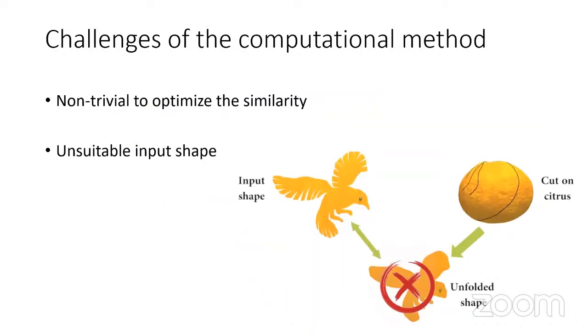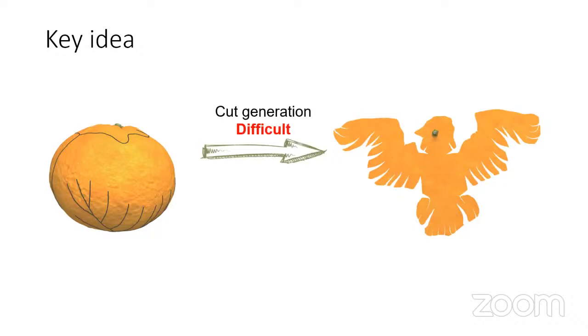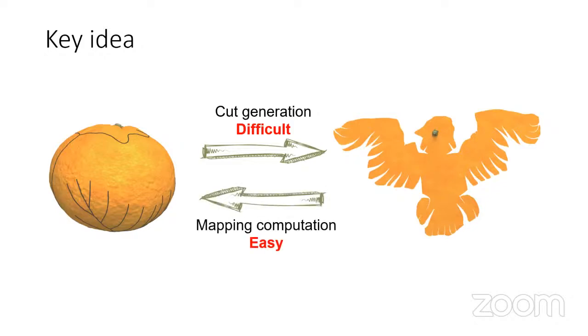However, this problem is very challenging for 2 reasons. First, it is non-trivial to optimize the similarity between the input shape and the unfolded shape. Second, the input shapes are not always possible to express using citrus peels. Users should be able to modify an input shape to find a suitable solution. It is very difficult to construct cut paths so that the unfolded shape of the cut citrus is similar to the input. However, it is easier to map the input shape onto the citrus to try to completely cover it.